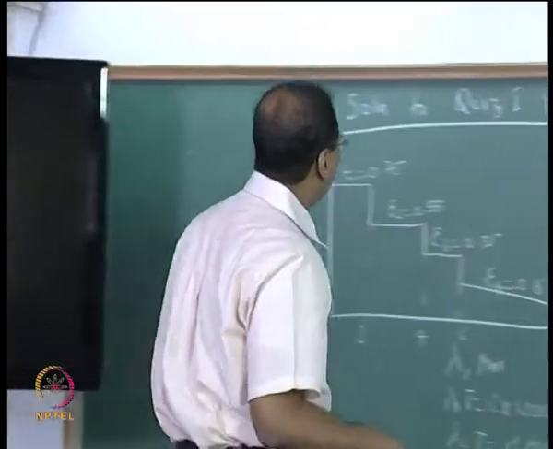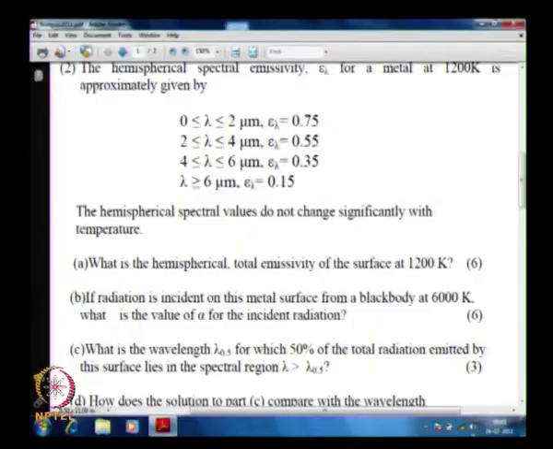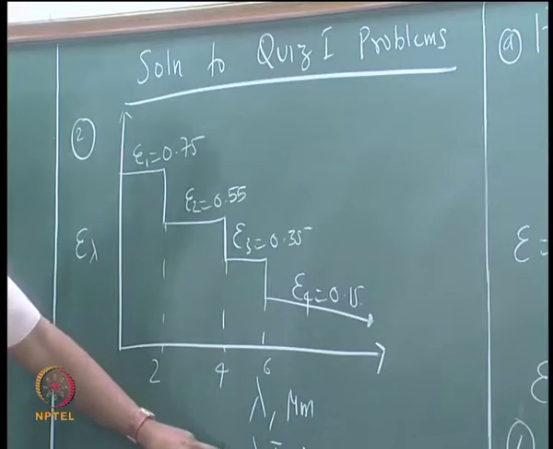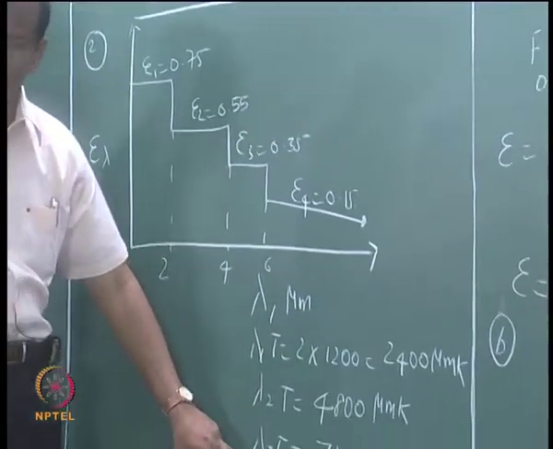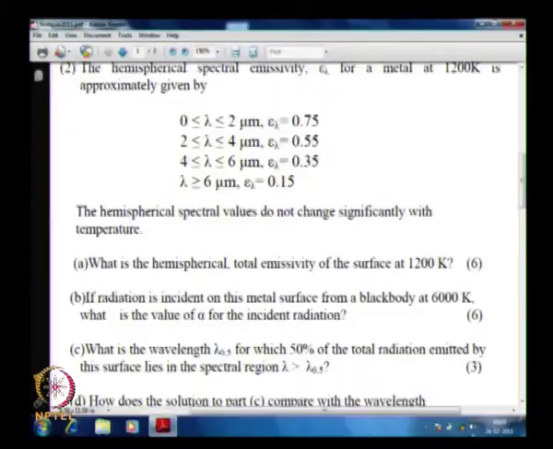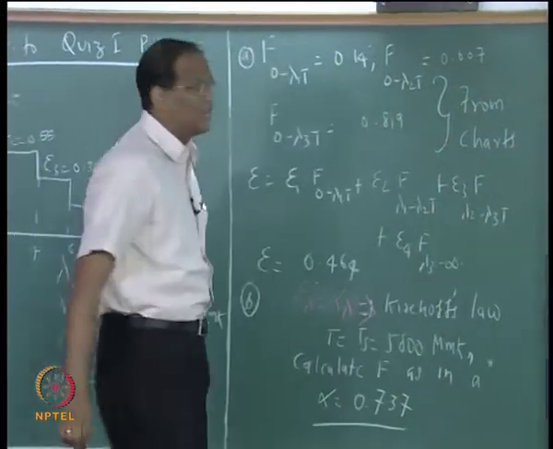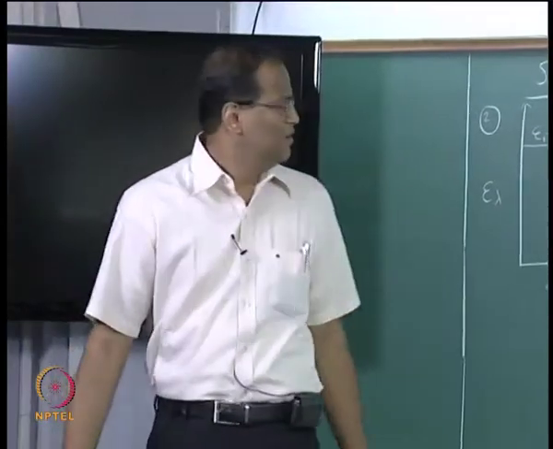In the second problem most of you have done it, but for the sake of completeness I will go through this again. This is the hemispherical spectral emissivity. The first step is to plot it like this, epsilon lambda versus lambda, then evaluate, there are 3 wavelengths, lambda 1, lambda 2, lambda 3, so calculate lambda 1 T, lambda 2 T, lambda 3 T. This T corresponds to 1200 Kelvin, which is the temperature of the surface. Now from the F function charts, you calculate the F values, and then you have the formula.